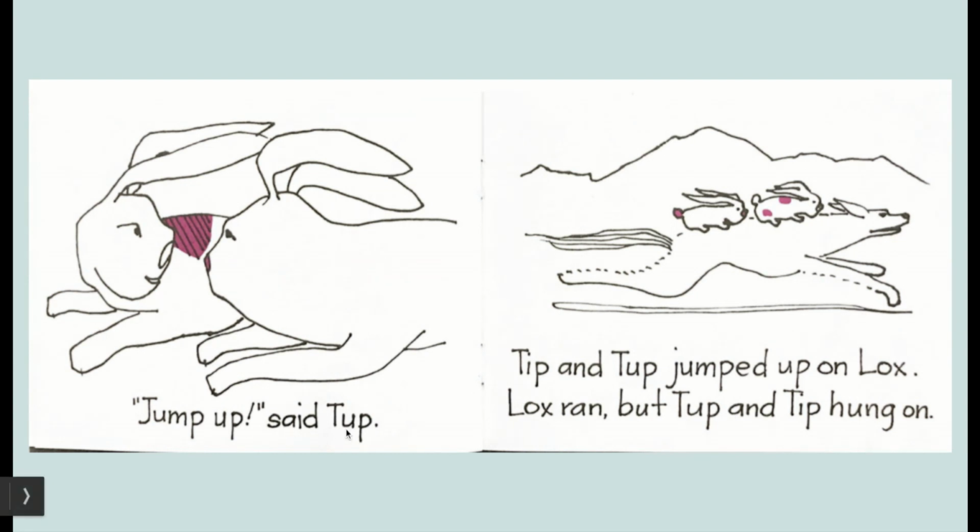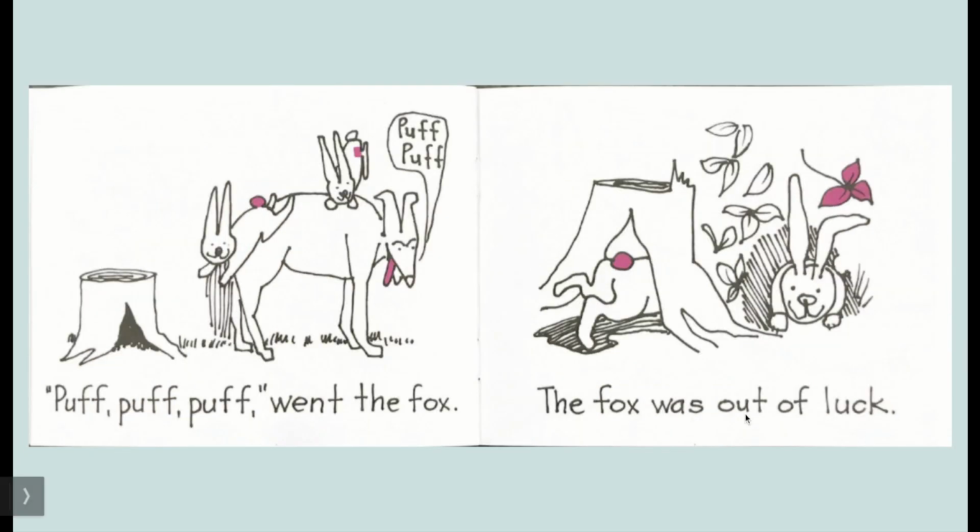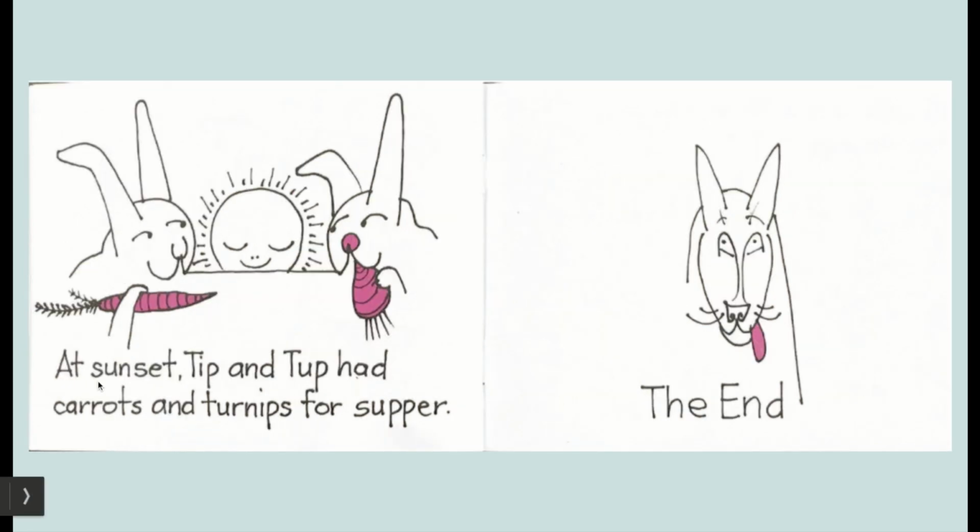Jump up, said Tup. Tip and Tup jumped up on Lox. Lox ran, but Tup and Tip hung on. Puff, puff, puff went the fox. The fox was out of luck. At sunset, Tip and Tup had carrots and turnips for supper. The end.